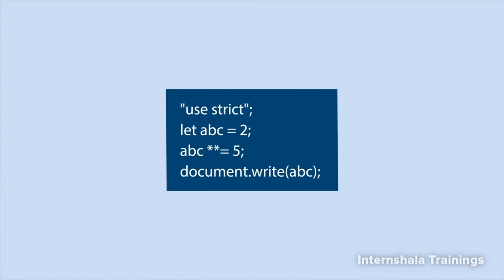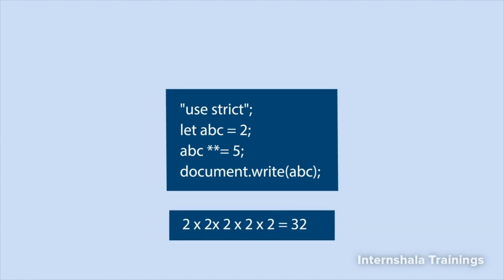To understand this operator, let us take this example. Here, we have first initialized the variable abc with a value 2, and in the next line, we have used the exponential equal to operator with a value 5. And in the last line of the code, we are printing the value of the variable abc. What this operator does is multiply the existing value of abc by itself 5 times and then reassign it with the new result. So abc would become 2 to the power 5, which is 32. So this code prints 32.